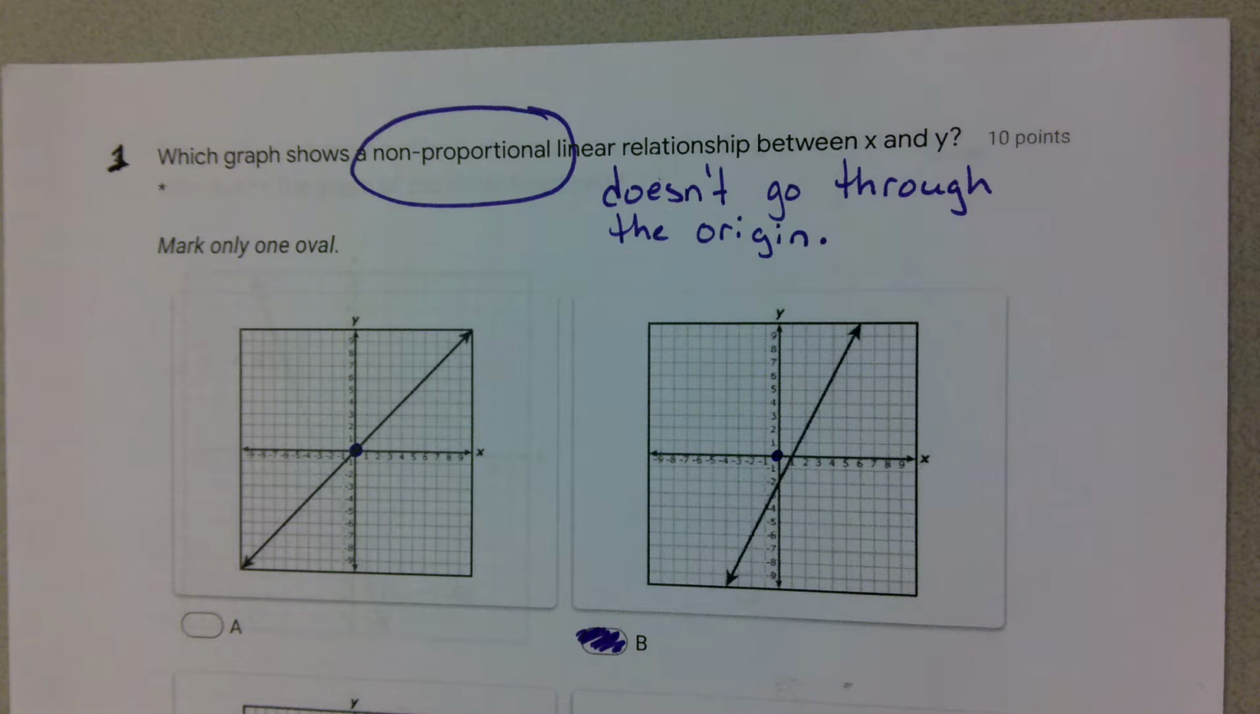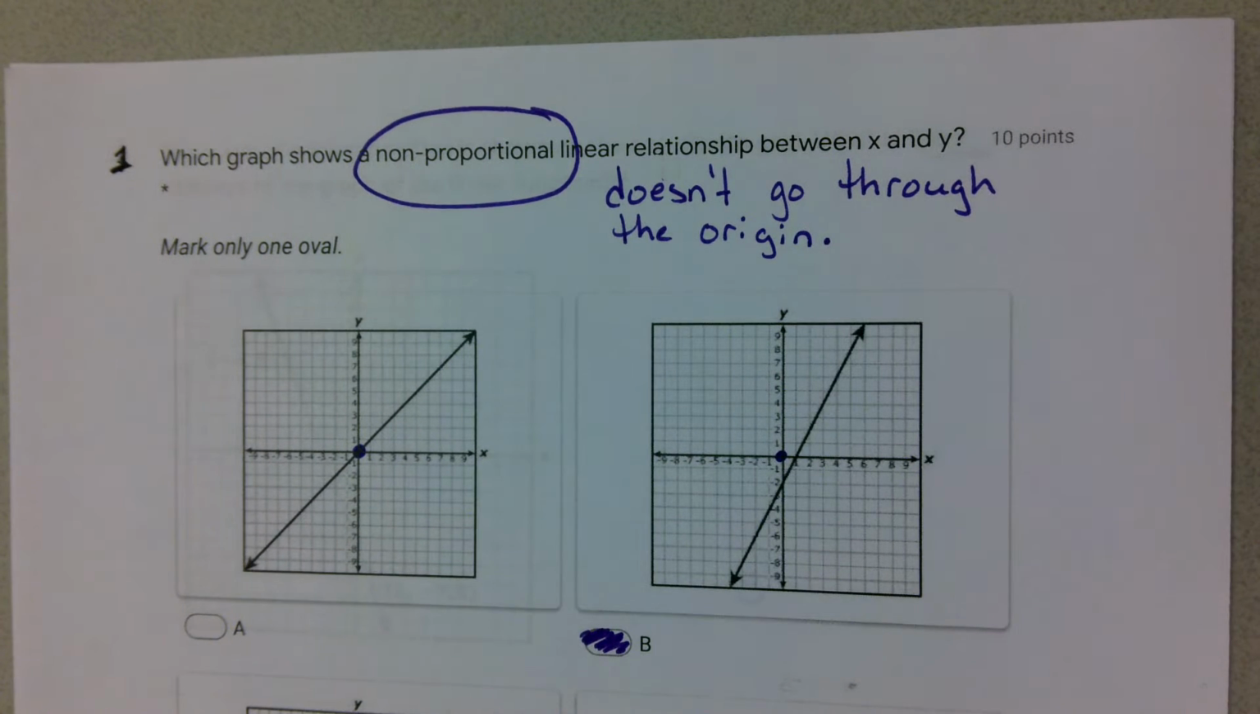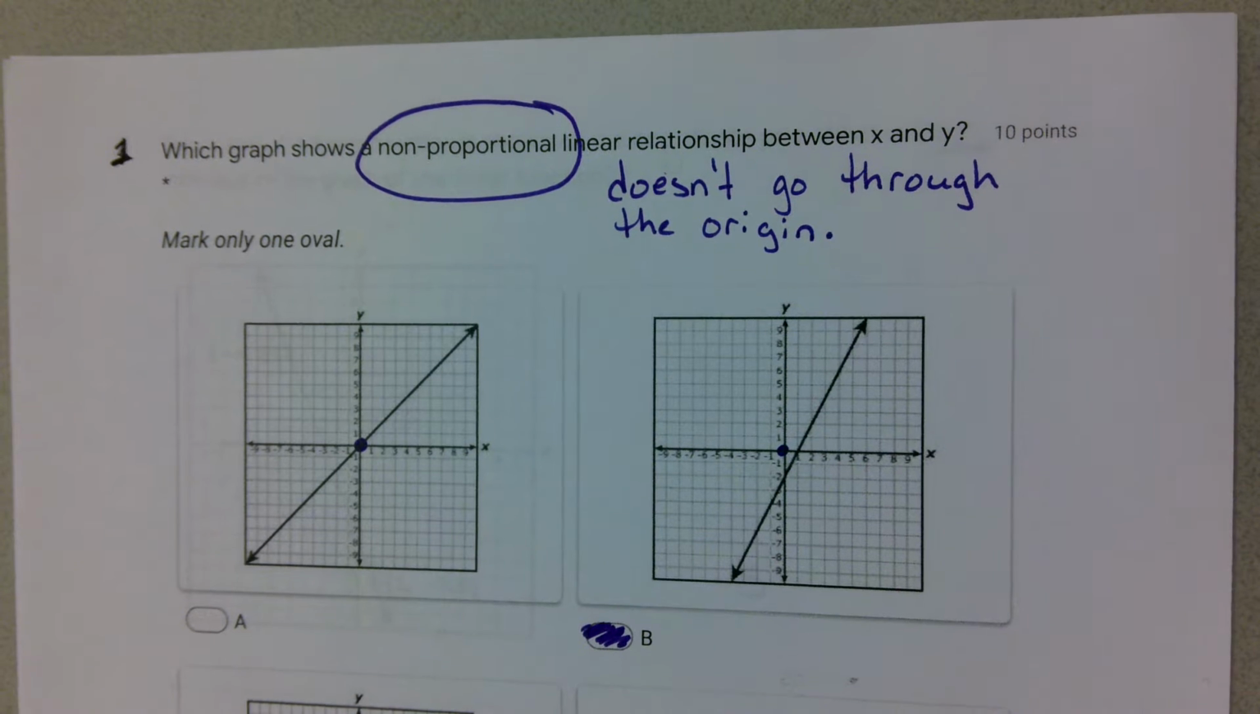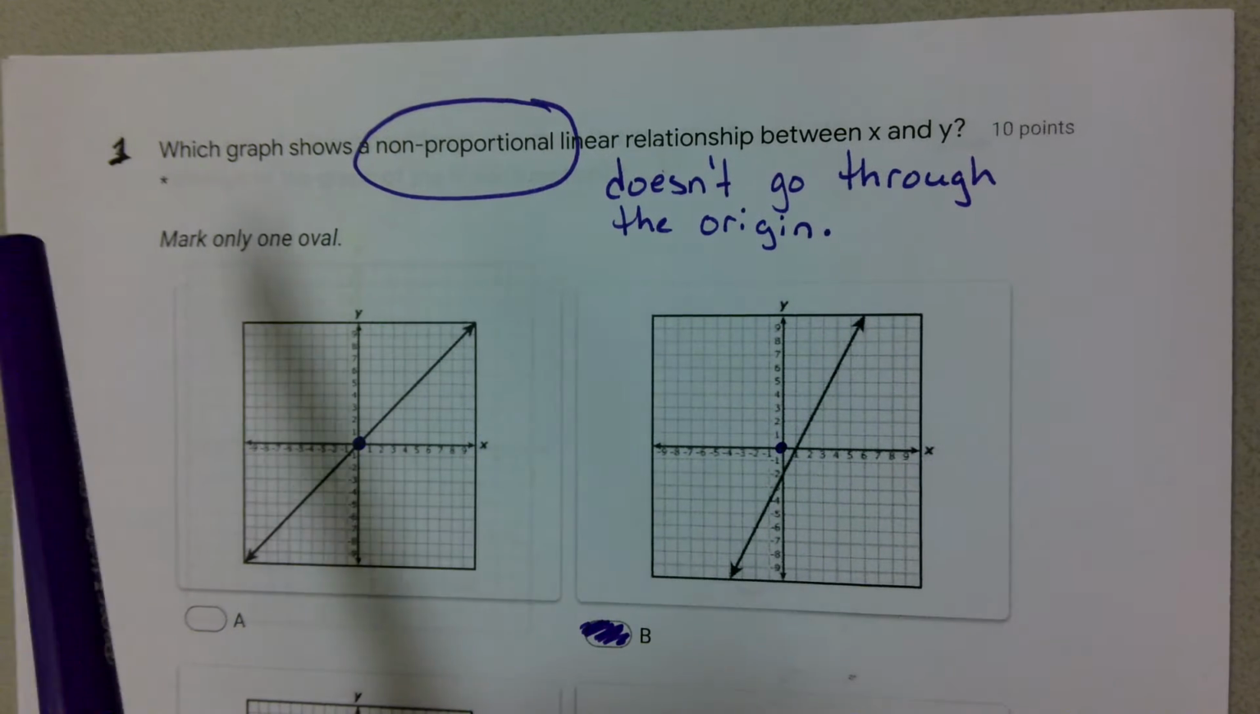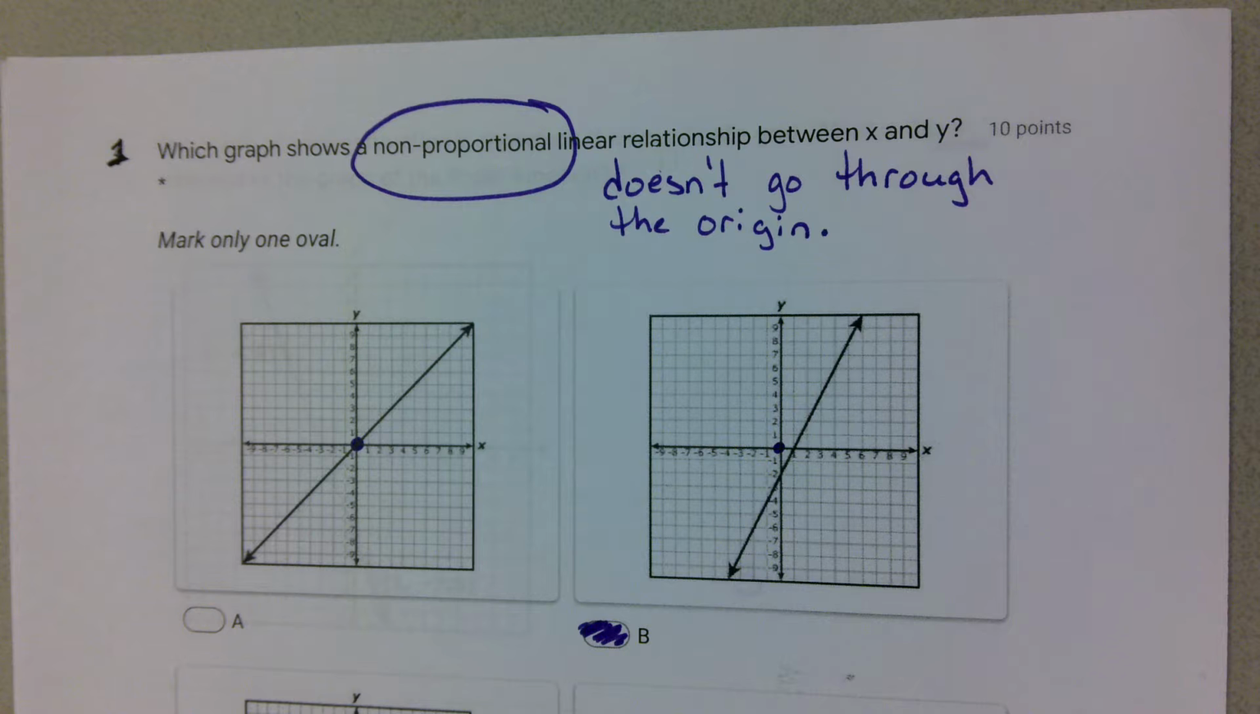All right, I'm going to go over your mid-unit, second mid-unit from Unit 5. Number 1 asks, which graph shows a non-proportional linear relationship between x and y?